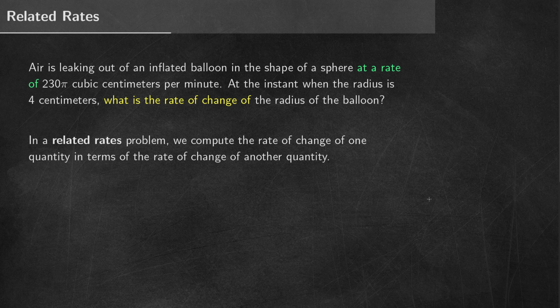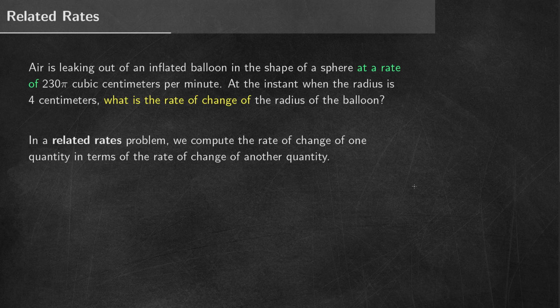Now we're going to walk through a related rates problem from start to finish. For this problem, we're told that air is leaking out of an inflated balloon in the shape of a sphere at a rate of 230 pi cubic centimeters per minute. At the instant when the radius is 4 centimeters, what is the rate of change of the radius of the balloon? So in a related rates problem, we compute the rate of change of one quantity in terms of the rate of change of another quantity. Like we saw in the previous examples, we're going to have two rates in our equation.